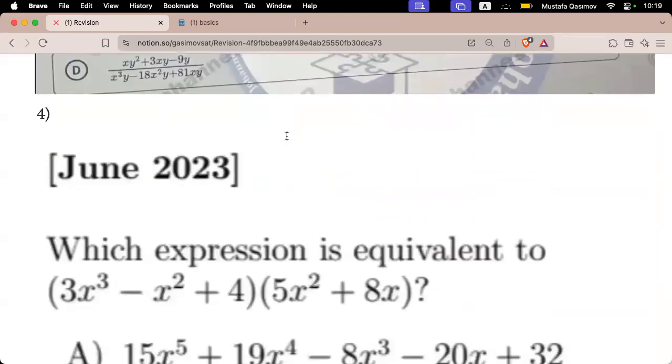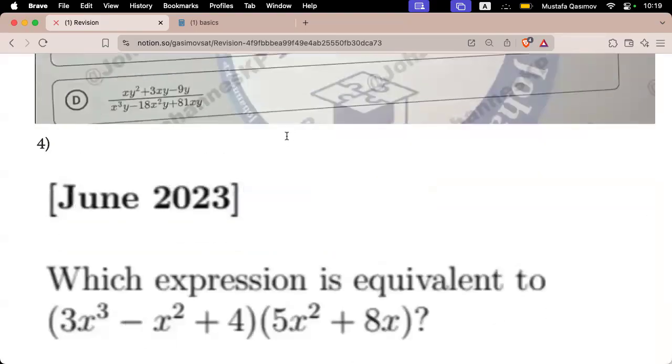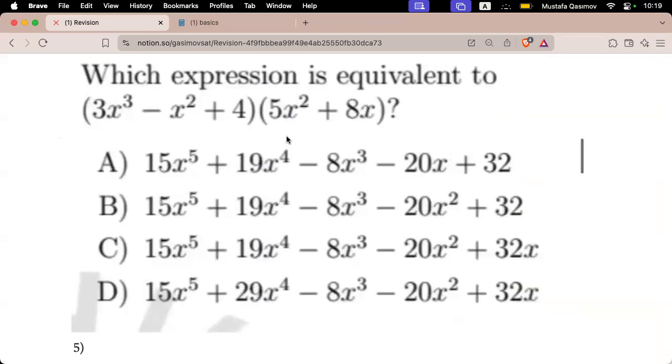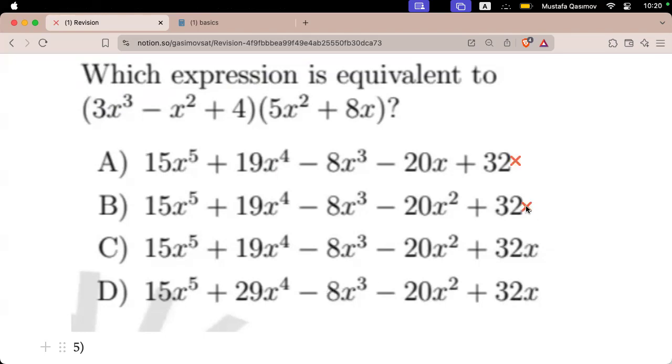Yeah. For this type of question, instead of opening all of them, you can think of it like that. Just wait. Okay, look here. When we multiply 4 by 8x, we will get 32x, right? So it is not 32. Then let's look at the difference between C and D.